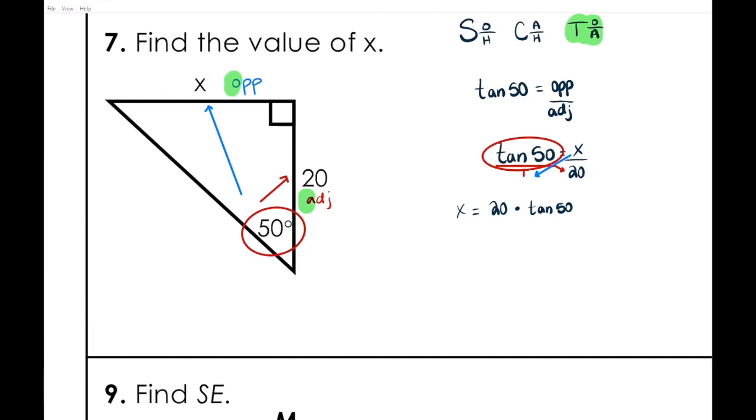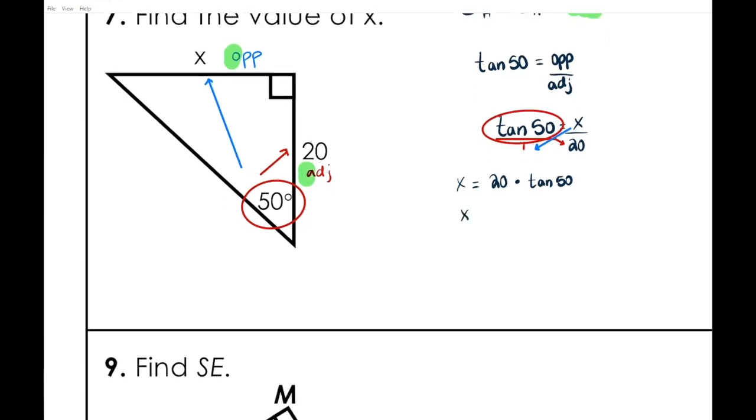And then if you're in degree mode, you should get a normal number. If you're not in degree mode, you may get something really, really small, really, really big. You might even end up with a negative. So just make sure you're in degree mode. So x rounded to the nearest tenth is approximately 23.8. So that's our side length. That's the length of x.